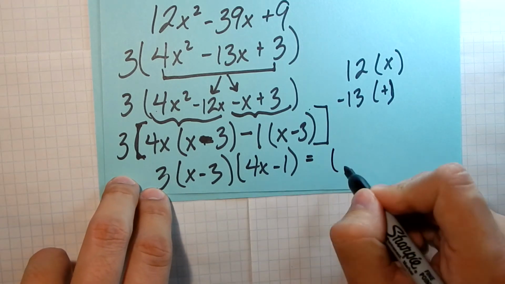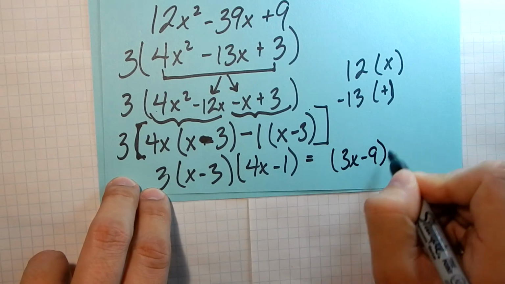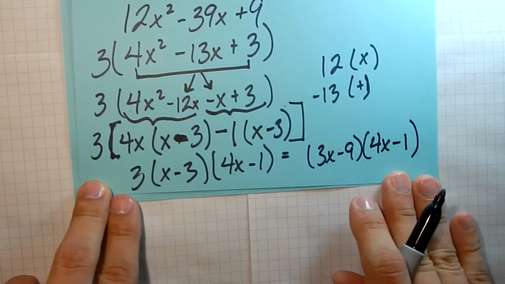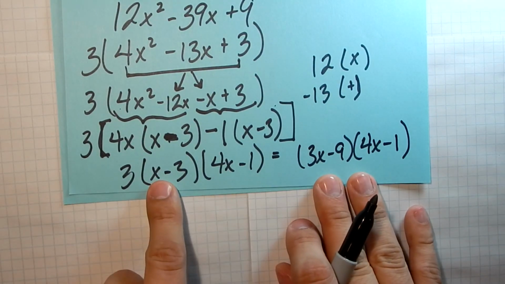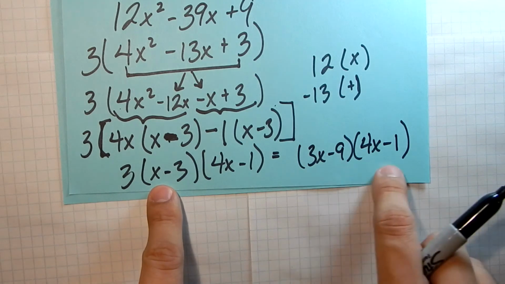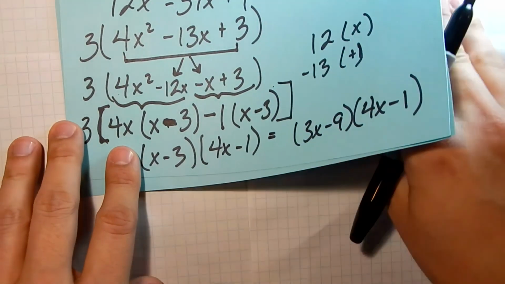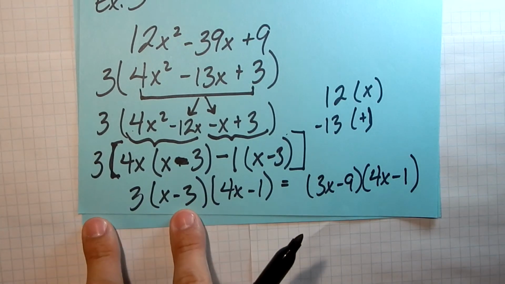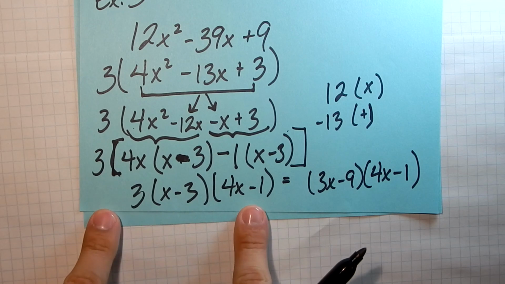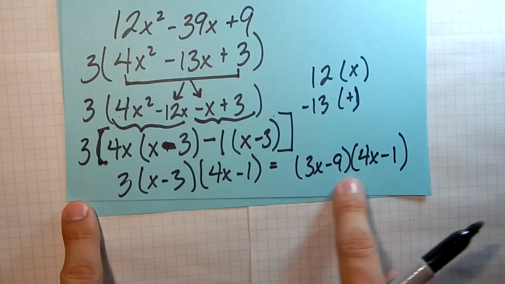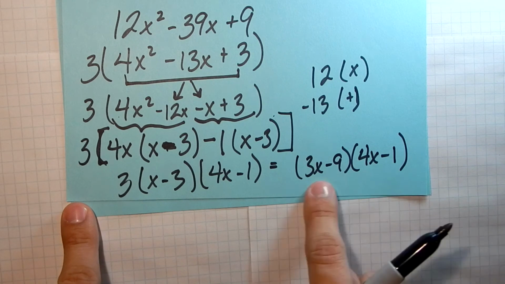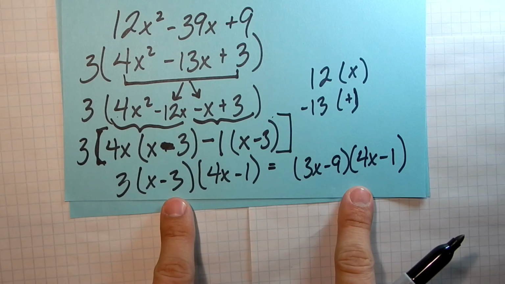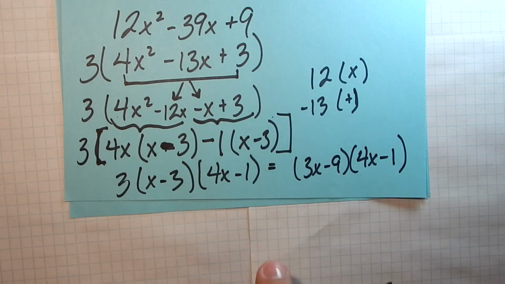So what we could do is something like 3x minus 9 times 4x minus 1, or we could do something like 12x minus 3 times x minus 3. In either case, it's equal to the same thing. Now, if your algebra teacher is really picky and says, I want it completely factored out, well, then that answer would be this. If you want something that's just really simple to FOIL, you might do something like that. In either case, both of those are technically correct, which, as we know, is the best kind of correct.